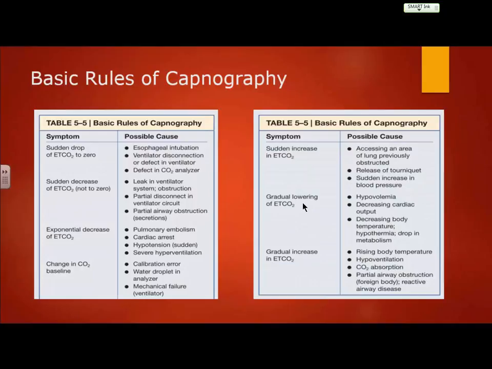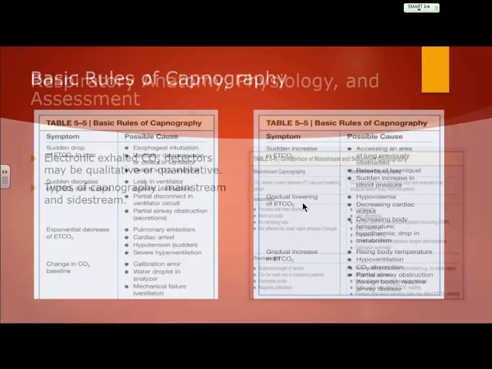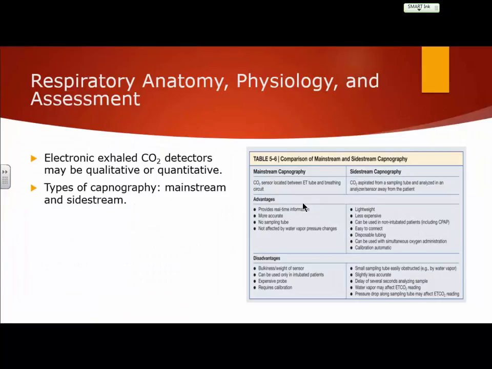If you really get down to it and start understanding what we're monitoring here, it makes sense as far as why you would have these changes. Okay. So when we are measuring, we've got two types of CO2 measuring. We've got mainstream and sidestream. Mainstream, you've got the CO2 sensor located between the ET tube and the breathing circuit. Where sidestream, you've got CO2 aspirated from a sampling tube, and then it's analyzed in a sensor away from the patient.